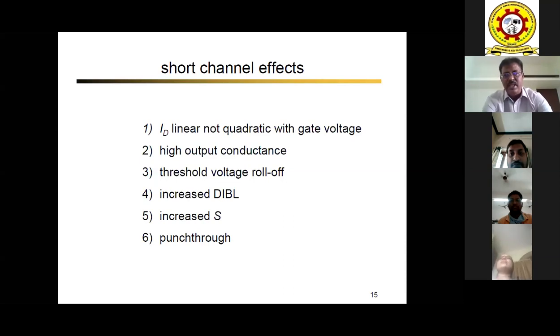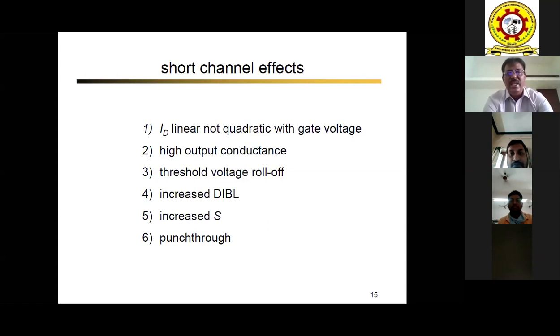But now, because the channel is reduced and we are now calling it a short channel, the voltage at the drain also reduces the potential barrier. So slowly the gate is losing control over the carrier movement, which is not a welcoming parameter, right? So when your DIBL is increasing, your gate is obviously losing control over the carrier movement.